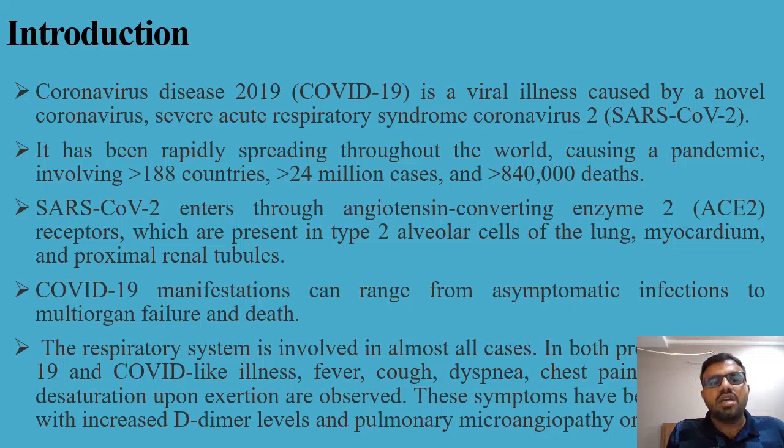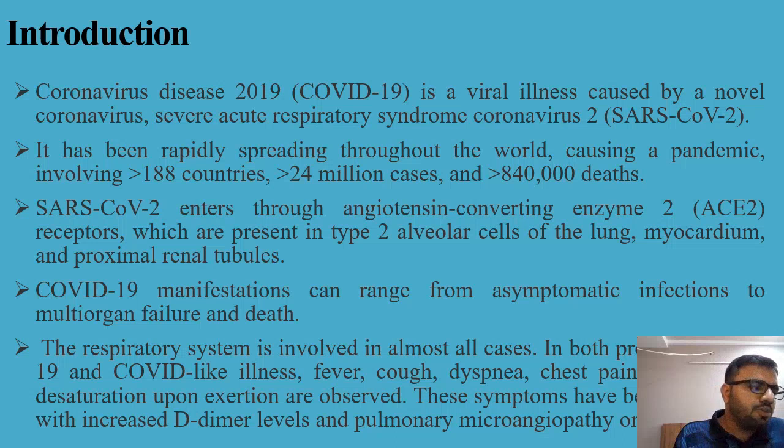8,40,000 deaths. SARS-CoV-2 enters through the angiotensin converting enzyme 2 (ACE2) receptors, which are present in type 2 alveolar cells of the lungs, myocardium, and proximal renal tubules. COVID-19 manifestation can range from asymptomatic infection to organ failure to death. The respiratory system is involved in almost all cases in both proven COVID-19 and COVID-like illness. Fever, cough, dyspnea, chest pain, and oxygen desaturation upon exertion are observed.